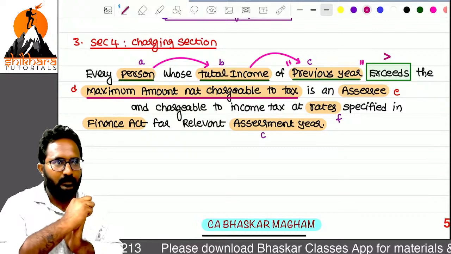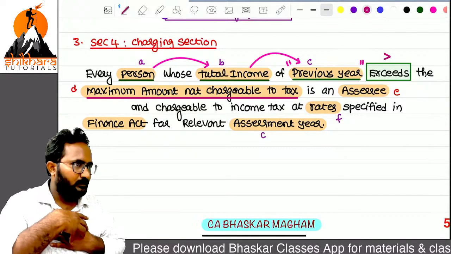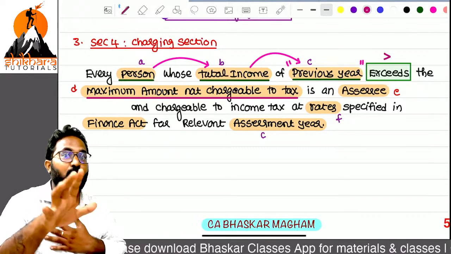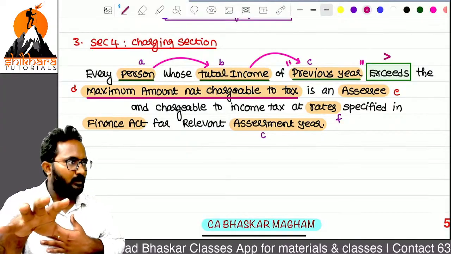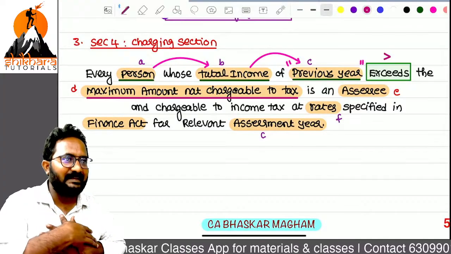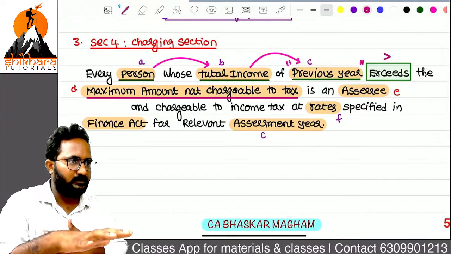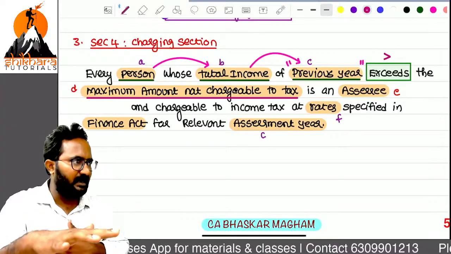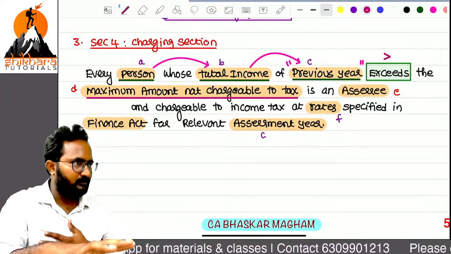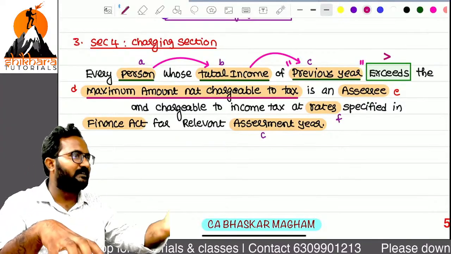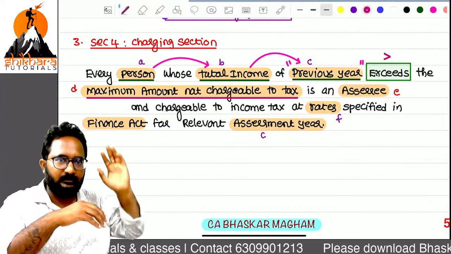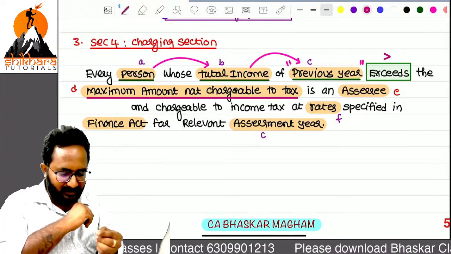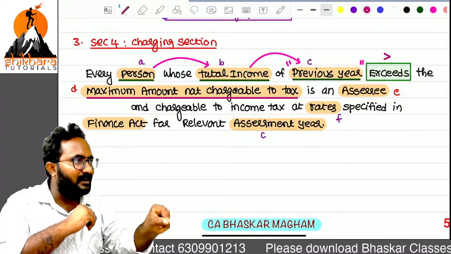I will tell you. In my case, imagine I am following the old tax rates. Old, not new. Can you tell me what is the basic exemption limit for me? 2,50,000. If he is a senior citizen, 3 lakh. Super senior citizen, 5 lakh. If he is following the new regime, under 115BAC, the basic exemption limit is 3 lakh. So that is only the maximum amount not chargeable to tax.